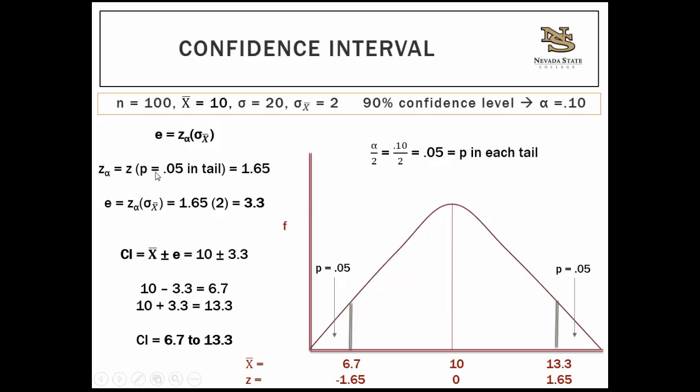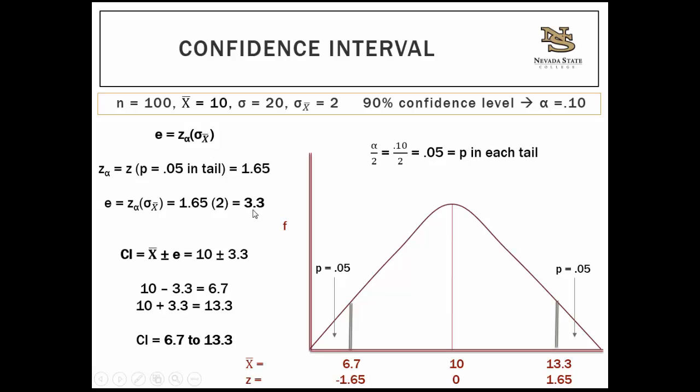So that z-score that corresponds to 0.05 in the tail, remember 0.05 is your alpha level divided by 2 because we're looking in two tails, is 1.65. Now we use that to calculate our margin of error. The z for an alpha level of 0.10 is 1.65, times the standard error, which is 2. You get a margin of error of 3.3.